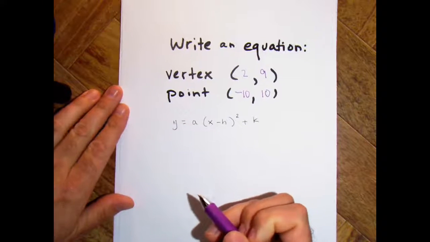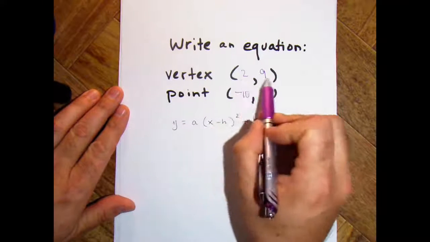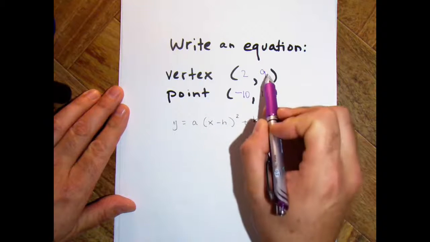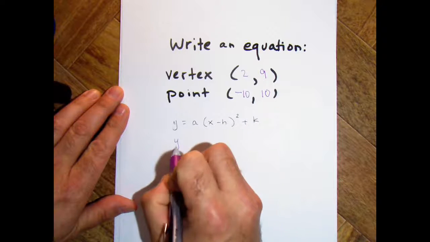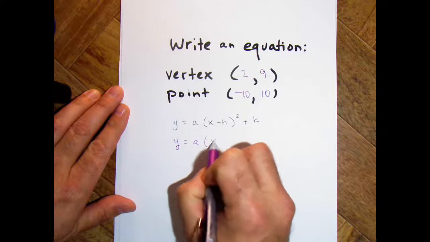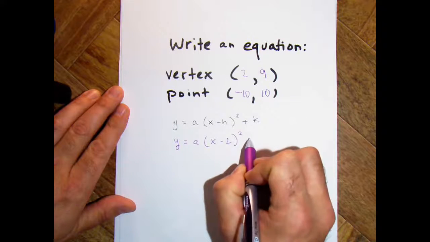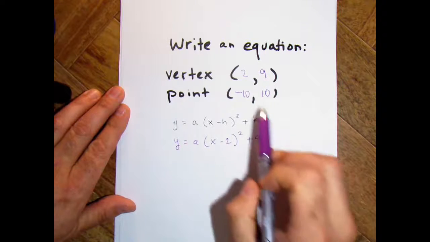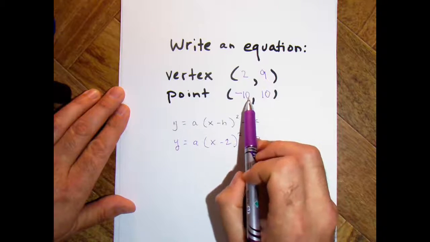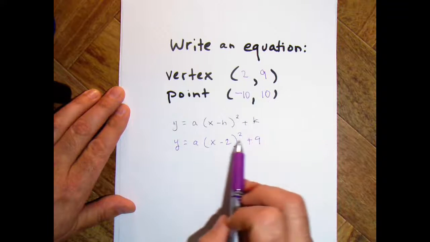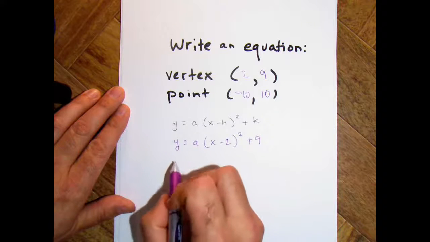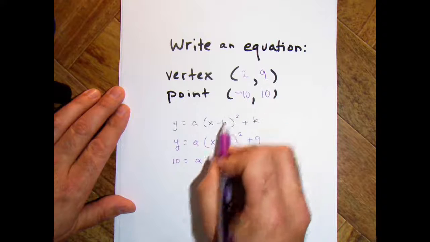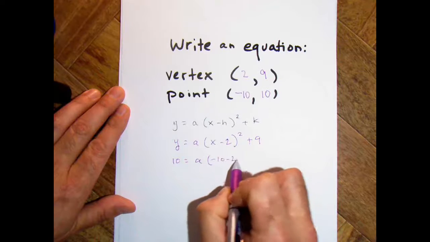So as we've said in our slides, we are going to start with the coordinates of the vertex, where 2 will replace h and 9 will replace k. And we'll follow this process every time. And now we'll take the other coordinates to represent an x and a y value, and we'll replace those in our equation. So positive 10 replaces y, negative 10 replaces x.